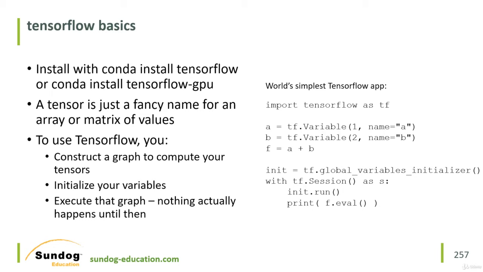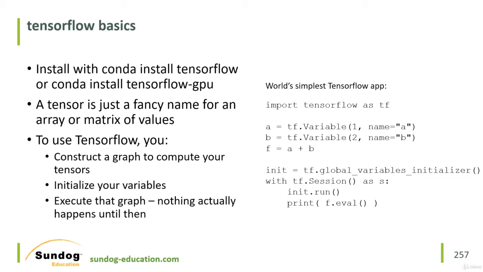The next thing we need to do is to actually initialize those global variables. You explicitly need to say, okay, now is the time that I want to go and put those initial values into my variables. We create an object called init, which is our global variables initializer. Then we define a session within TensorFlow. We're going to call that session s, although we're not actually going to refer to it explicitly within this block. We will take our global variable initializer object and run it. That will actually stuff the values 1 and 2 inside the a and b variables. It initializes them to the initial values we defined when we created them.